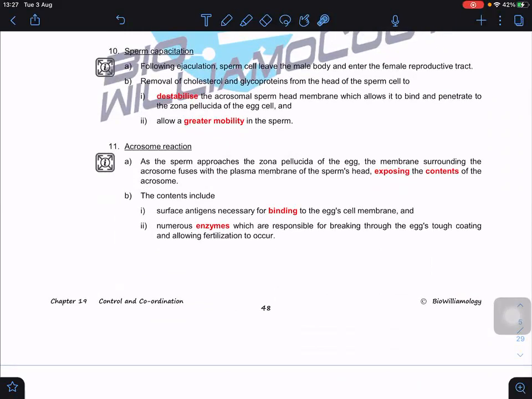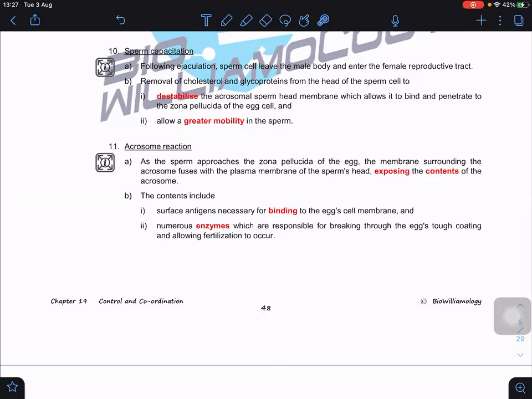So we do have these two processes which are not in our syllabus, but have come out before. One is called capacitation, another one is called the acrosome reaction, or acrosomal reaction. Following ejaculation, sperm cells leave the male body and enter the female reproductive tract. During sexual intercourse, the sperm cells enter the vagina, move across the cervix, enter the uterus, and move all the way to the fallopian tube or oviduct, where fertilization takes place.